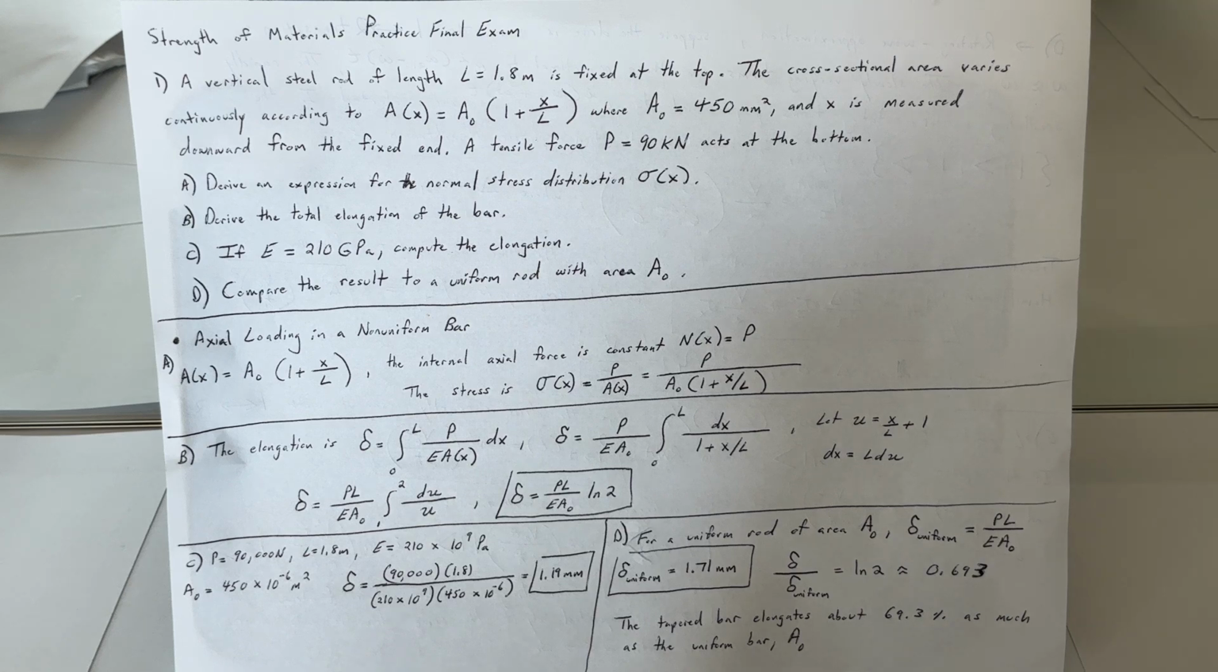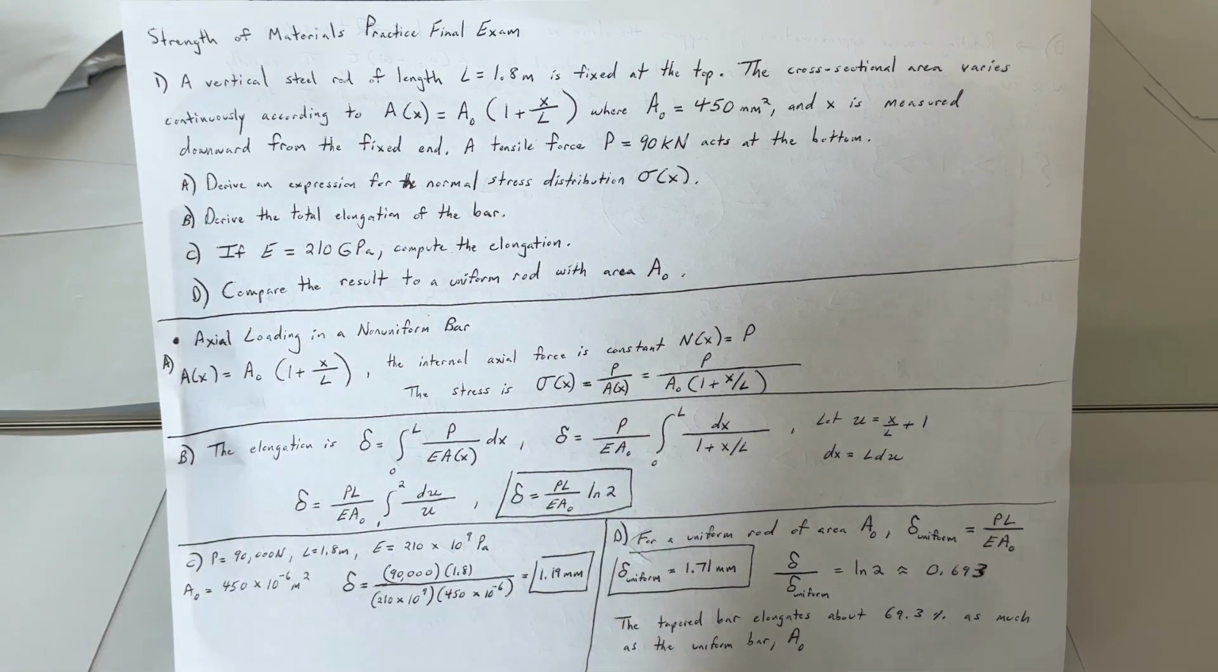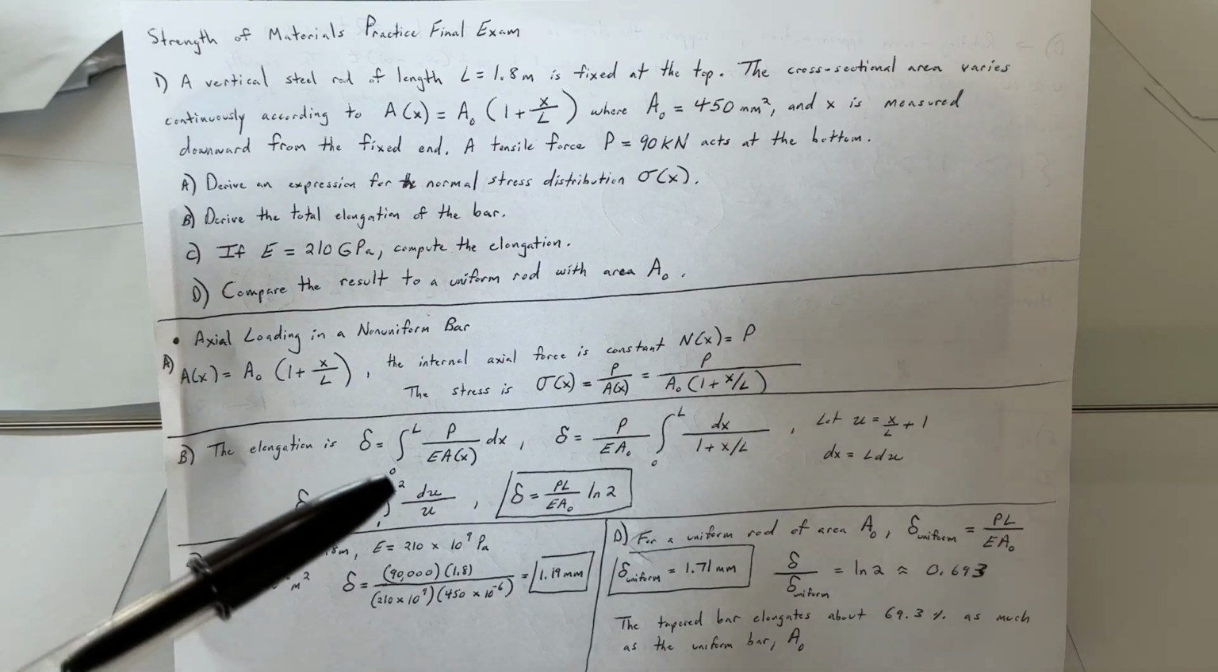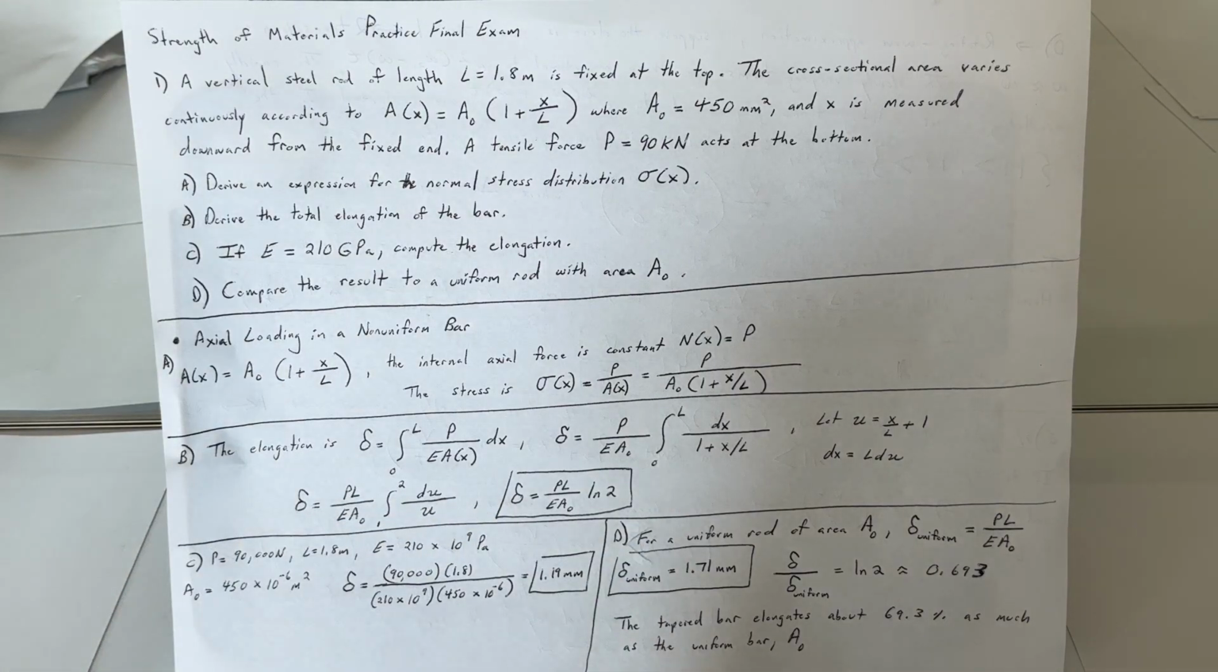Here when we integrate, we can let u equal x over L plus 1, and dx is going to be equal to L du. So we have delta equals PL over E A naught times that integral from 1 to 2. And this is du over u form. So this is just going to be delta equals PL over E A naught times ln of 2 when performing the integration.